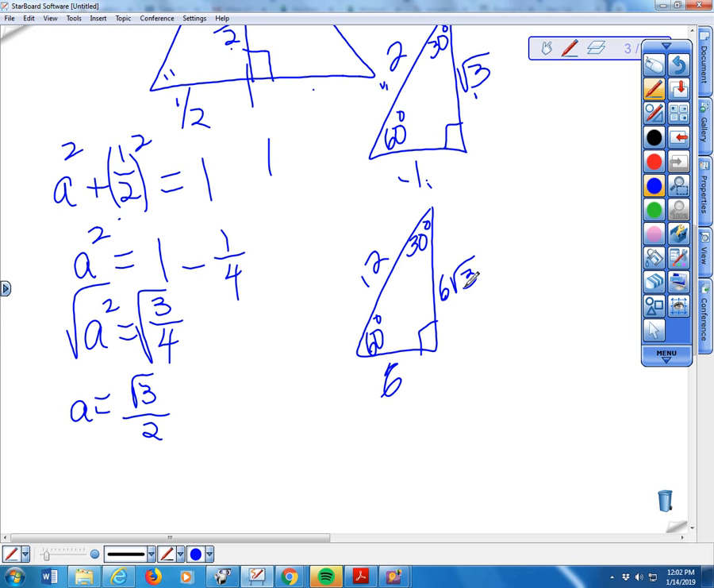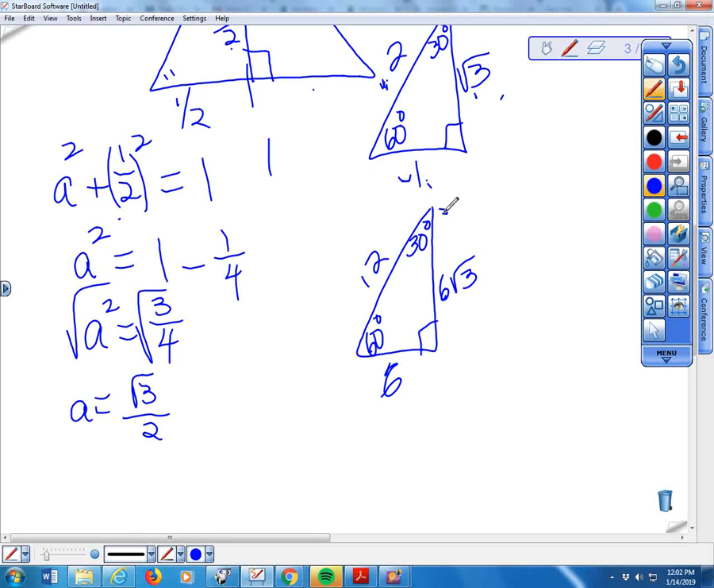You can solve any 30, 60, 90 triangle given one leg, the hypotenuse, any of those, and use this as your guide to figure out the other two. Just ask yourself, how do I get from here to here? Or how do I get from here to here? Whatever side you're missing, go back to your original 1, 2, square root of 3 triangle and use that as your pattern to figure out any 30, 60, 90 triangle. Okay? I guarantee you're going to have a question like this on the ACT. Promise.